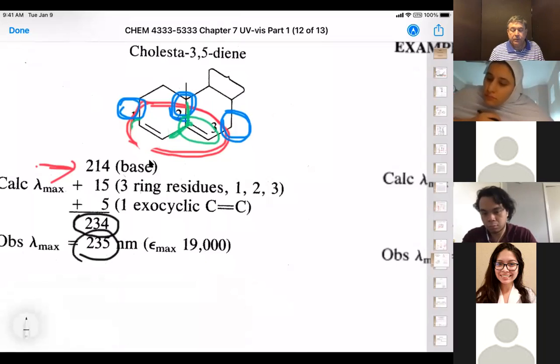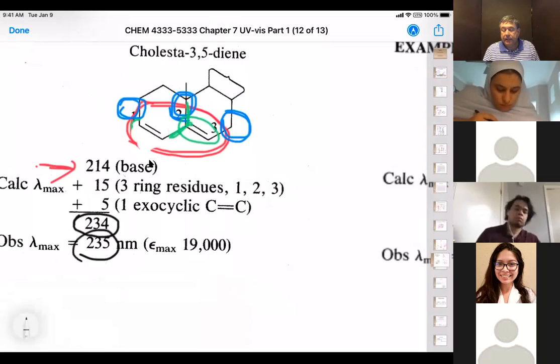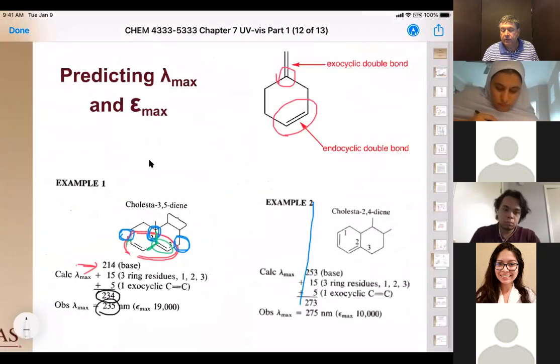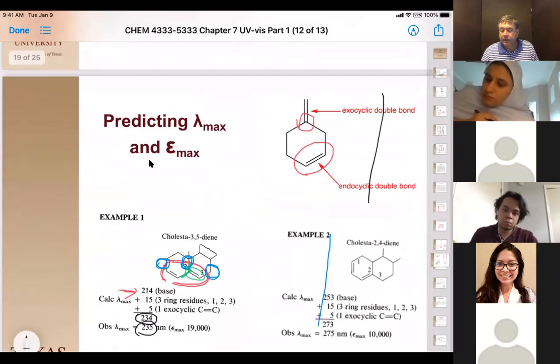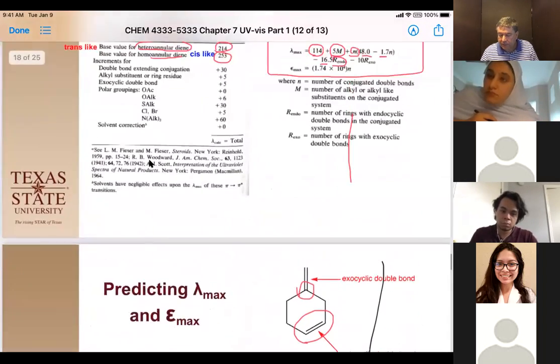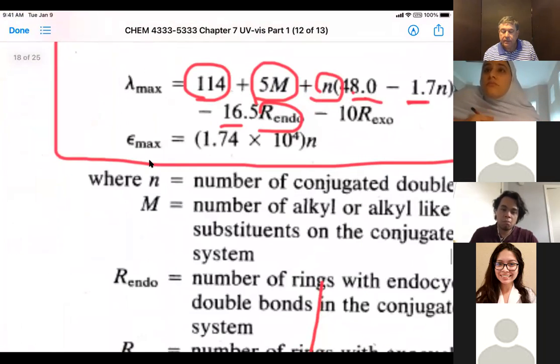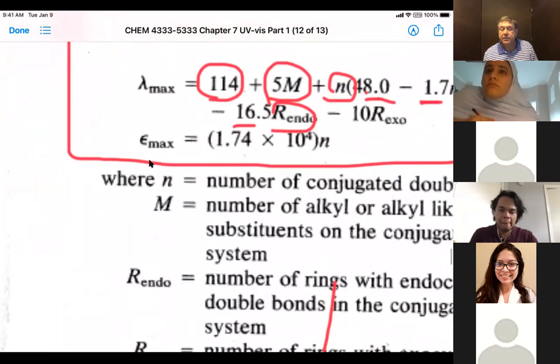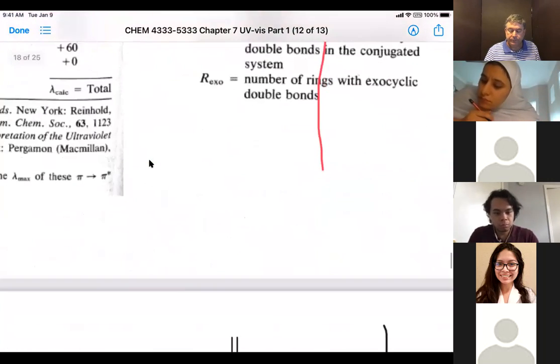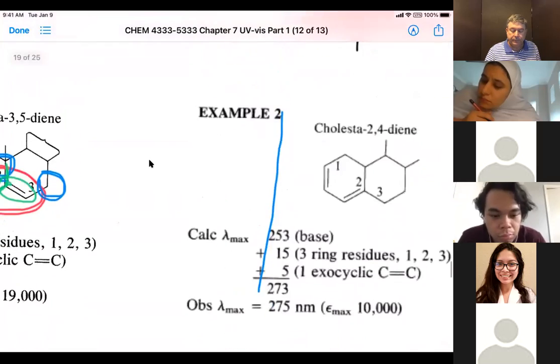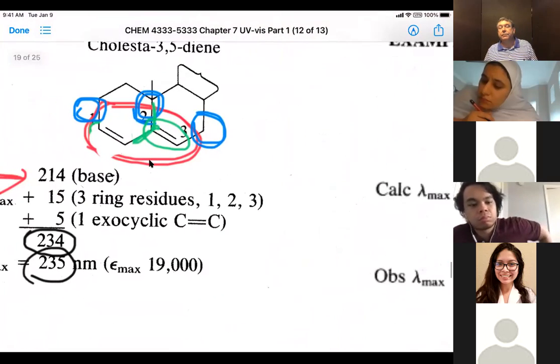Our observed number is 235. So that's pretty good, plus or minus, right? It's not bad. And our extinction coefficient right here from the equation is this number times the number of double bonds that are in conjugation. So it'd be 2 times that number. And the predicted number is actually pretty close to our extinction coefficient.